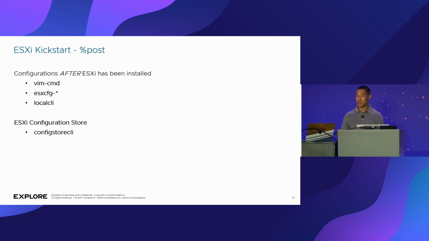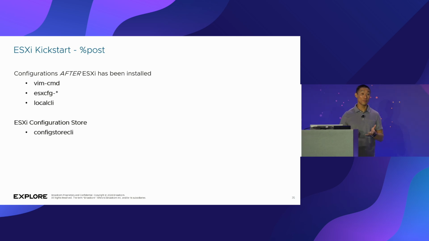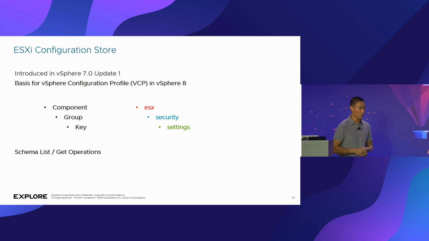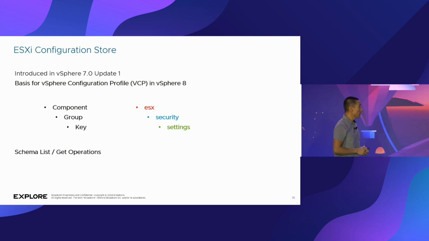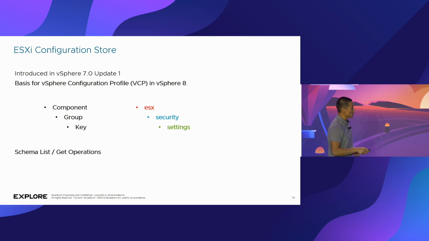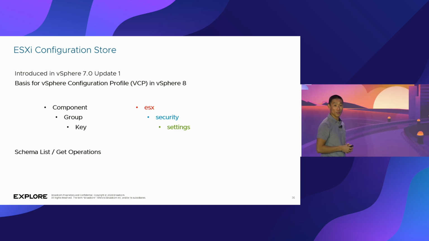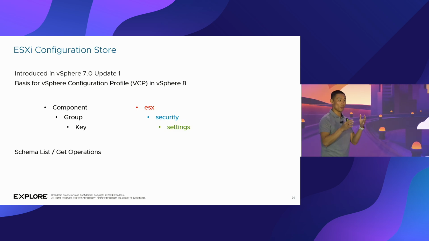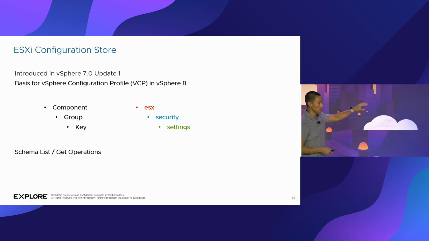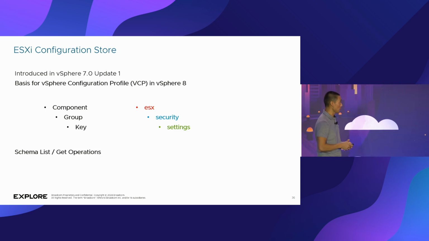Now, in more recent releases, starting with 7.0U3 and certainly going to 8.0, we now have a unified way of managing configuration. So rather than going to all these different configuration files and figuring out what is the format and schema, we've unified that against something called ESXi Configuration Store. And you can interact with the system using the configstore CLI tool. And so some concepts here. This was introduced in 7.0U1. This is also the basis for our new vSphere configuration profile, which is a technology that will eventually replace host profiles. And so this is sort of the foundational technology that's within our ESXi hypervisor.